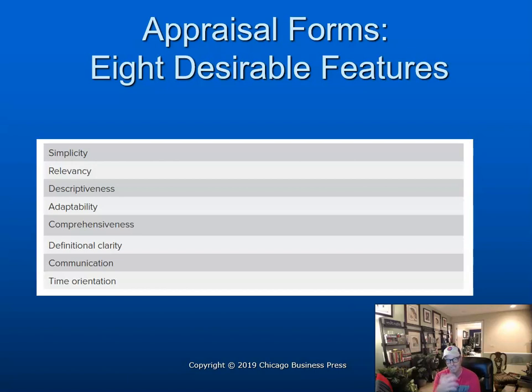The second is actually on the bottom, which is time orientation. We've talked already in these few minutes about the time orientation, but at a minimum, evaluation should be done on a quarterly basis. Some, as mentioned, do it on a monthly basis, and that's perfectly appropriate. But a quarterly evaluation system and process should be the norm for an organization.